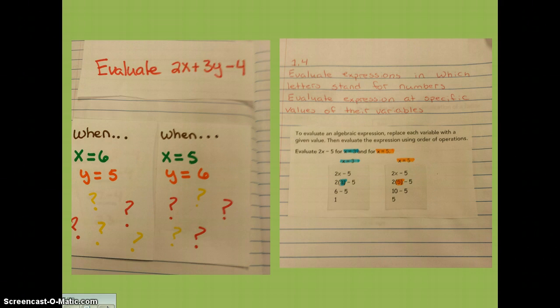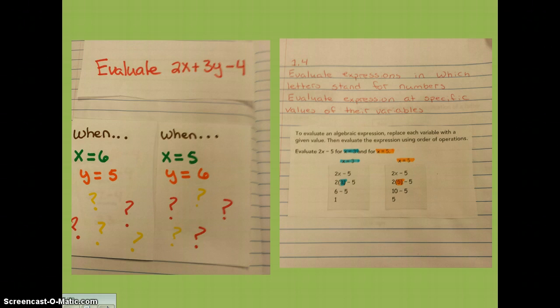This is an example of a lesson. On the right side, it was lesson 1.4, and each day we start by writing the objectives of the lesson. In this case, it was to evaluate expressions in which letters stand for numbers and to evaluate expressions at specific values for their variables. Then I had the kids cut a piece of paper and do some highlighting to show the example of what evaluating an expression for certain values are.